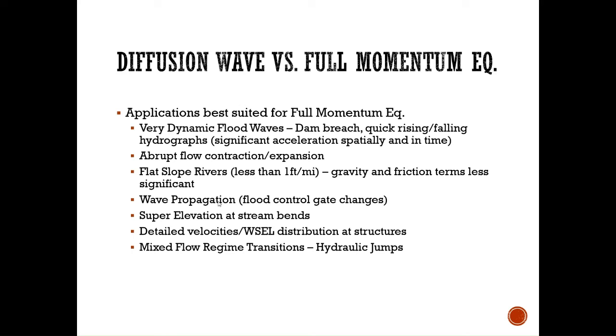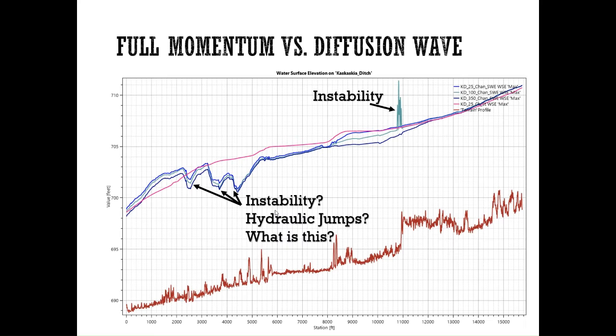If you've got super elevation at stream bends, if you need detailed velocities or water surface elevation distributions at like a bridge or some sort of hydraulic structure, the full momentum equation is going to give you the best look at those detailed 2D changes in velocities and water surface elevations along those type of features. Whenever you've got mixed flow regime transitions like a hydraulic jump, again, this is going to be best handled by a full momentum equation run.